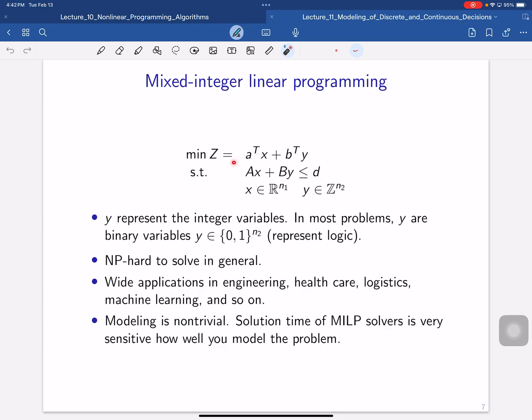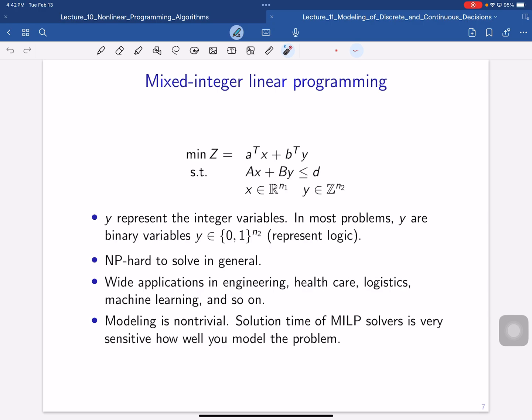The objective is linear: A transpose x plus B transpose y. And the constraints are also linear: Ax plus By less than or equal to d, right? So the difference between mixed integer linear programming and linear programming is that we have a subset of variables that have integrality constraints, right?